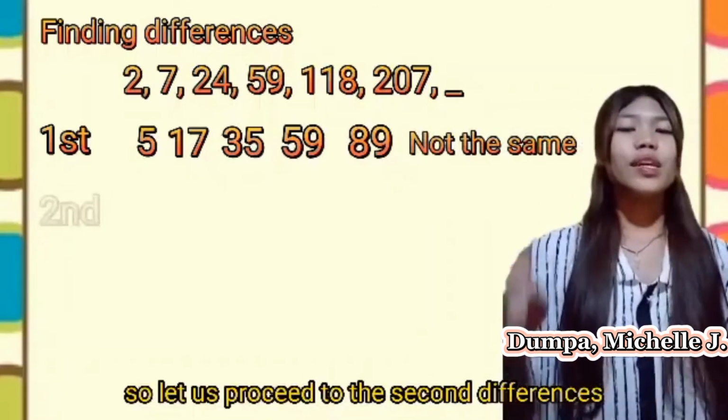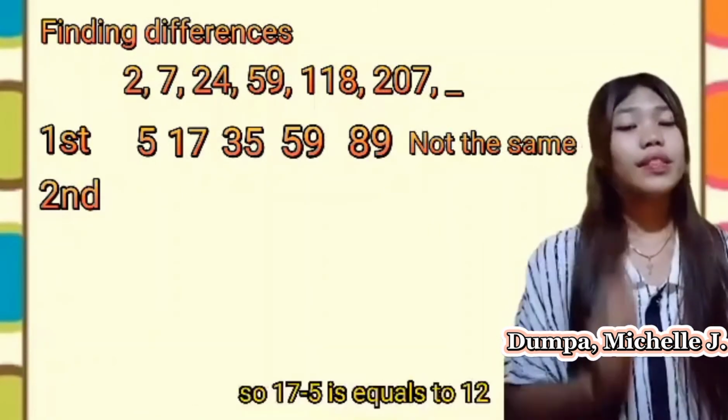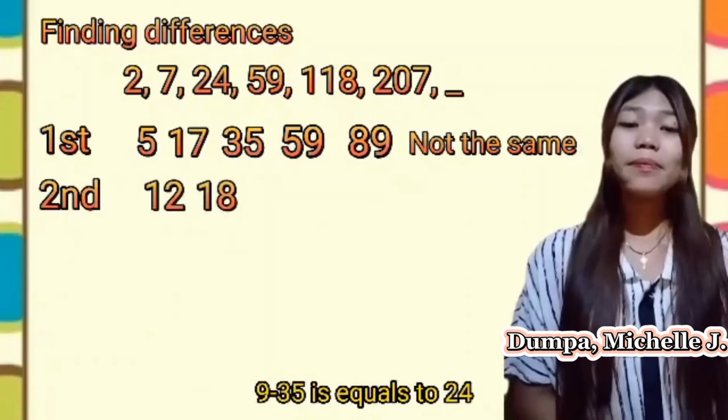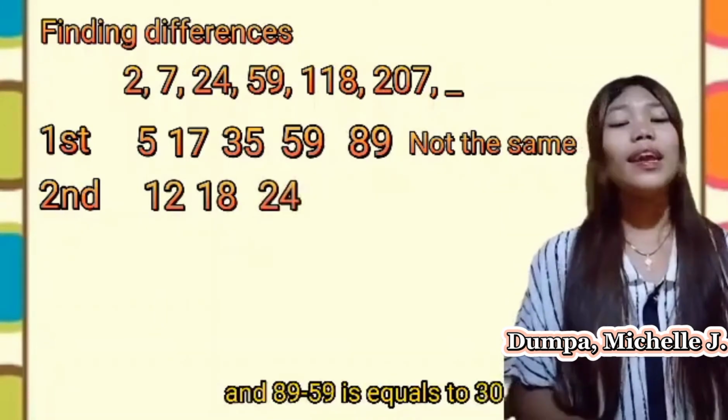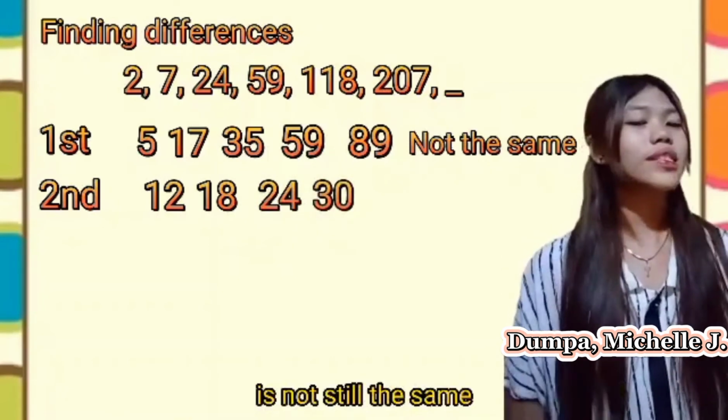So, let us proceed to the second differences. We also just subtract. 17 minus 5 is equal to 12. 35 minus 17 is equal to 18. 59 minus 35 is equal to 24. And 89 minus 59 is equal to 30. So, as you can see, the second differences are still not the same.